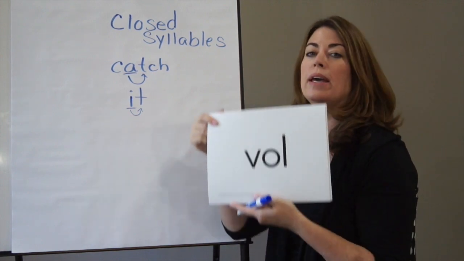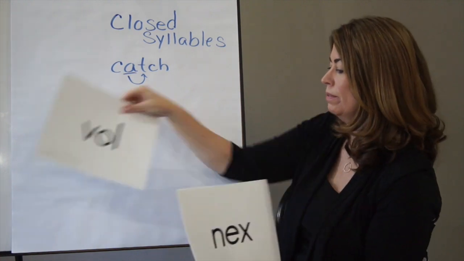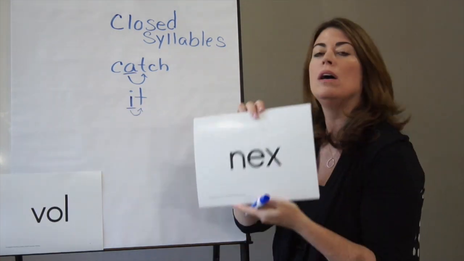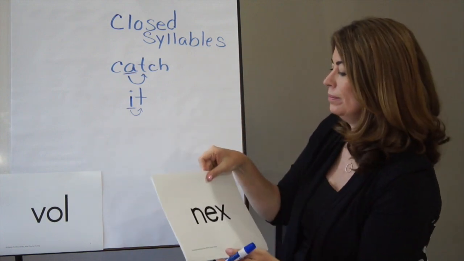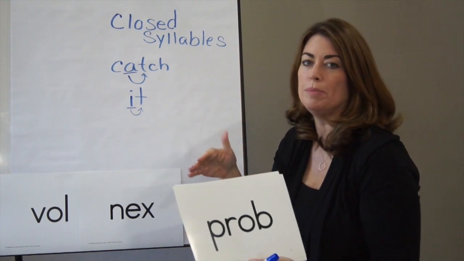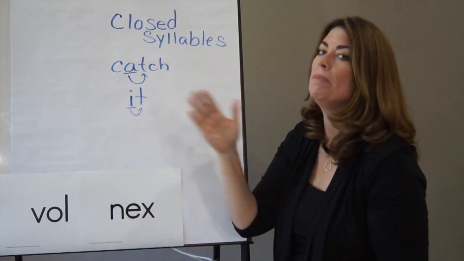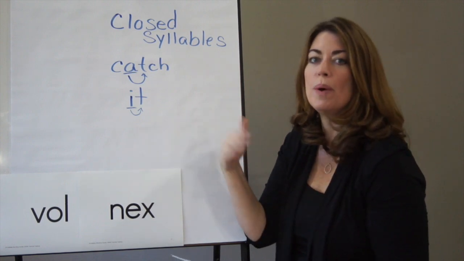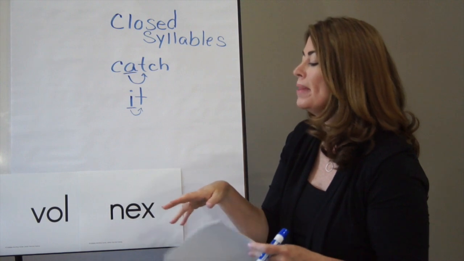So you want them to say closed, vol, okay. Closed, next. Because by saying the type of syllable, it's going to help them to know what the vowel says. And we're going to teach them multiple syllable types after this, so we want them to get the habit. Of course, they're only going to be closed syllables. We've only taught closed syllables, but that's okay.